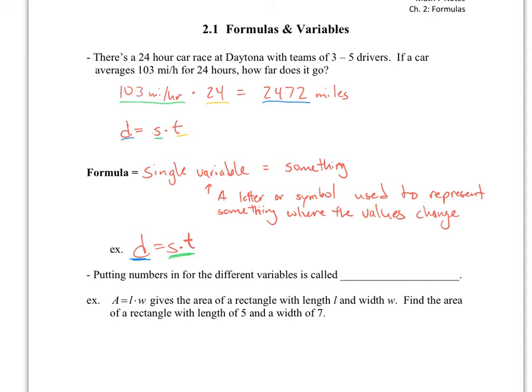When we use formulas, we put numbers in for the different variables, and that is what we call substituting. Substituting. So in basketball, if I am the point guard or the one position, I would sub in and out with somebody else who's going to take my position. They come in and just trade places with me or take the exact spot.